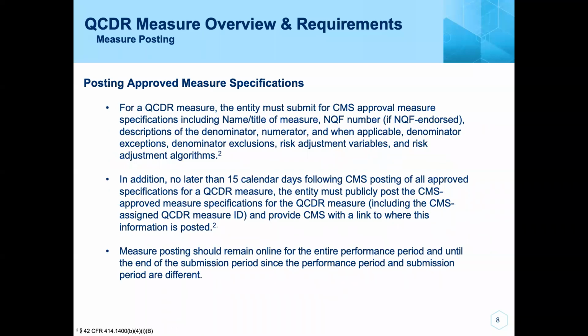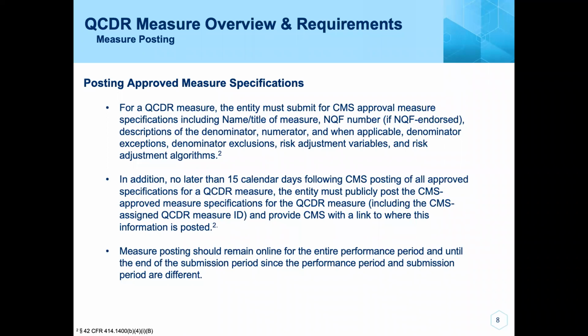Next, we'll review QCDR measure specifications posting expectations. When QCDR measures are self-nominated, QCDRs are required to submit the measure specifications in their entirety. The QPP self-nomination web form, which is where you'll be submitting your QCDR measures, contains all the measure elements that are required with your submission.